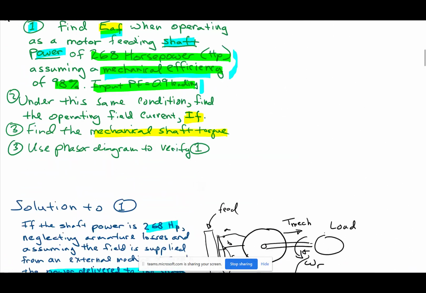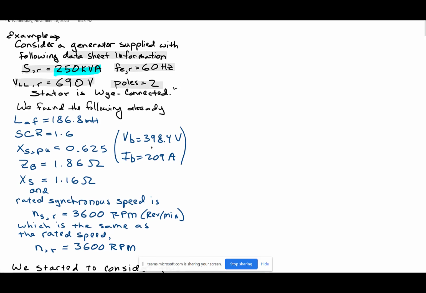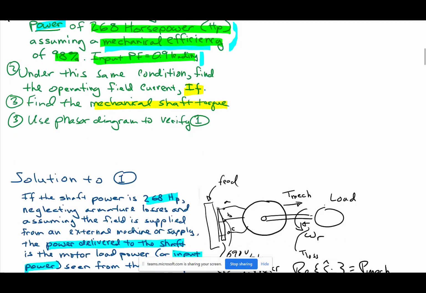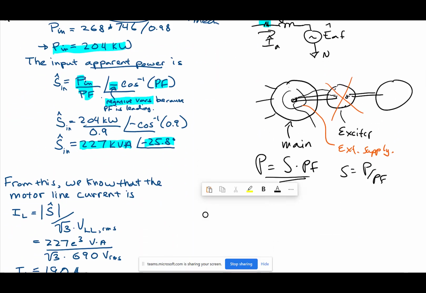And now go back to this machine. This was a 250 kVA machine. So we're not running at the full power rating. We're running lower. We're running at 227 kVA.